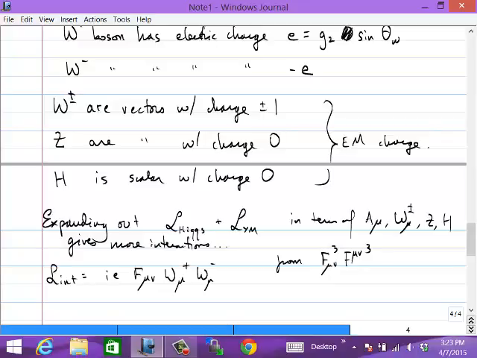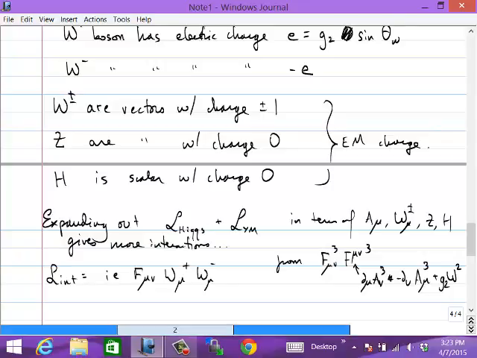Where, because F mu nu 3 contains a term that looks like D mu A nu 3 minus D nu A mu 3, plus g2 times some stuff involving the W's, right? So A mu 2, A nu 1 minus A nu 1, A mu 2, that's the commutator term in the covariant derivative, in the field strength. And so there's some W squared term there.